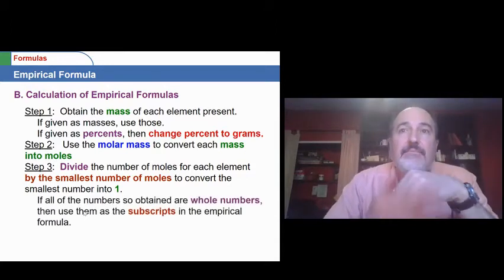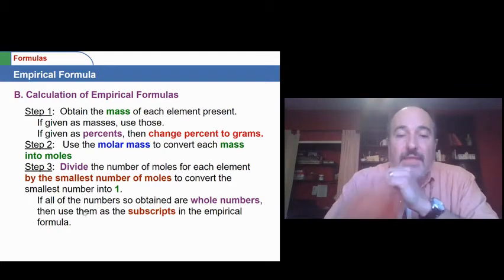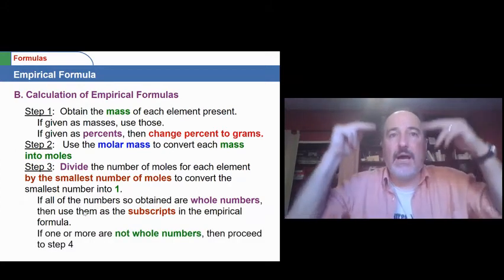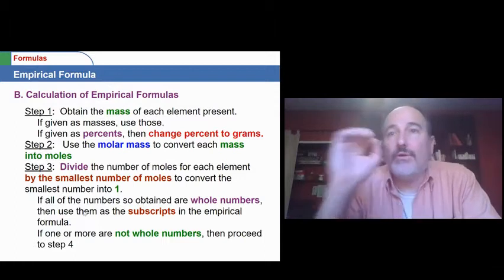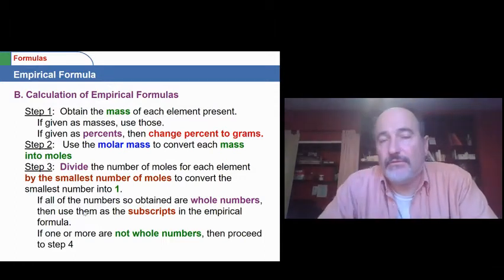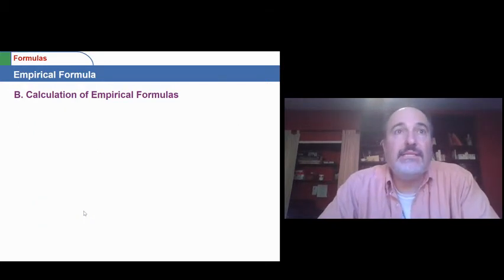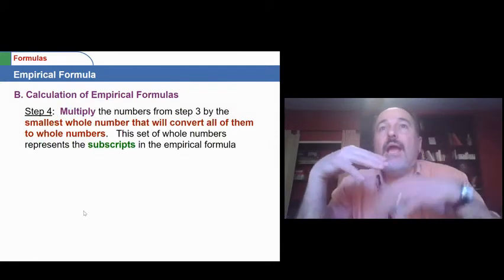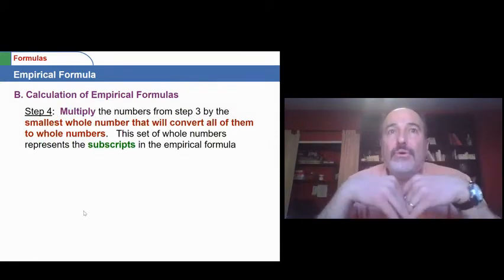In that case, you're going to have to round up. If they're whole numbers, use those numbers as the subscripts for the empirical formula. If one or more are not whole numbers, then proceed to step 4 by scaling up to whole numbers.